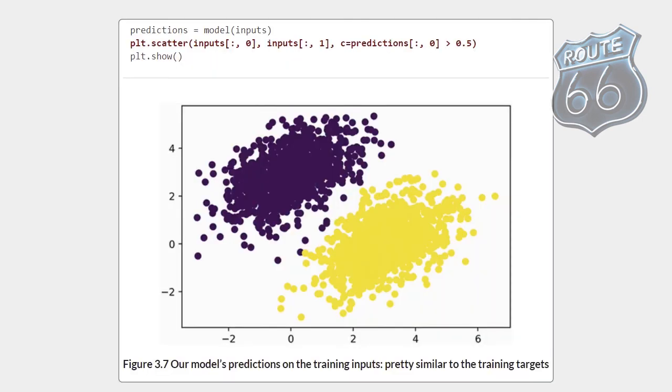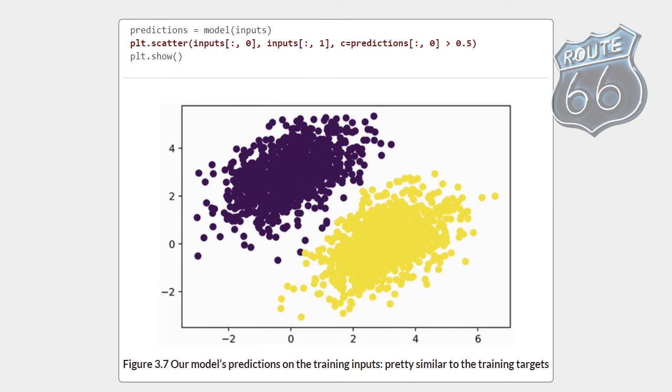After 40 steps, the training loss seems to have stabilized around 0.025. Let's plot how our linear model classifies the training data points. Because our targets are zeros and ones, a given input point will be classified as 0 if its prediction value is below 0.5, and as 1 if it is above 0.5.